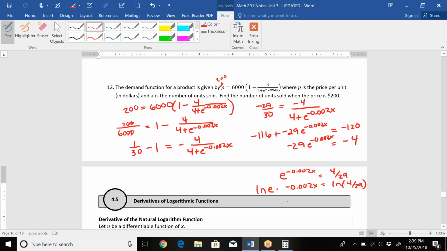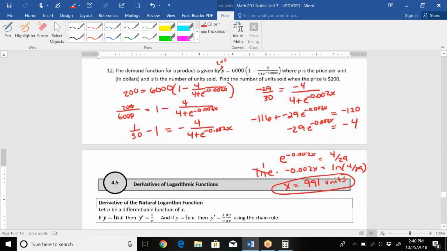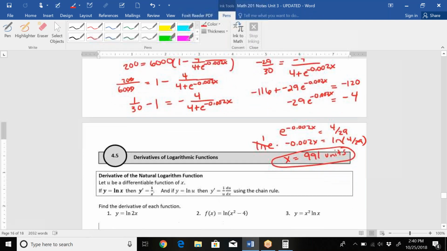So this is just a 1, so if we divide by that negative 0.002, we get, and I already did this earlier, I think it's 991 units. So it's quite a lot. Now that one's much harder than anything on the test. It's more like a homework question.